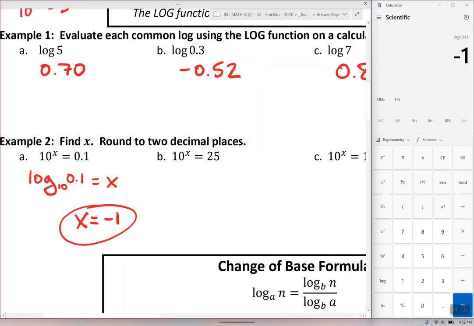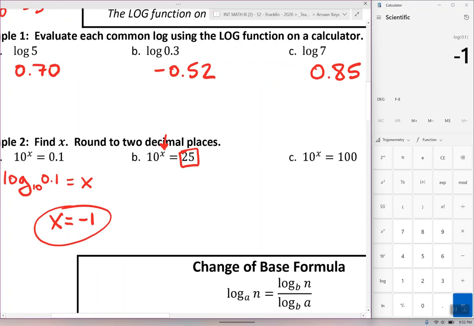So now that we know this, we can just find the log of this number here, and that will give us the exponent that we're looking for. So I can do log of 25. I get 1.397, which would round up to 1.40.